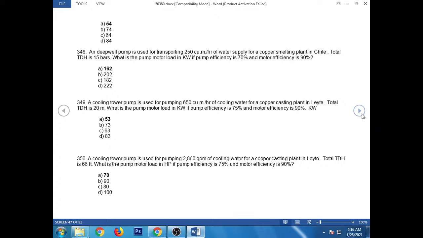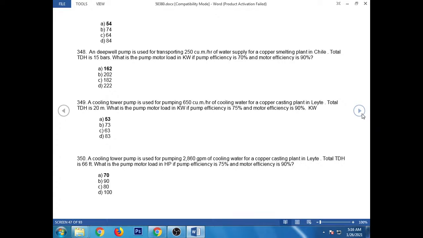A cooling water pump is used for pumping 650 cubic meters per hour of cooling water for a copper casting plant in Leyte. Total TDH is 20 meters. What is the pump motor load in kilowatts if pump efficiency is 75% and motor efficiency is 90%? Answer: 53 kilowatts.